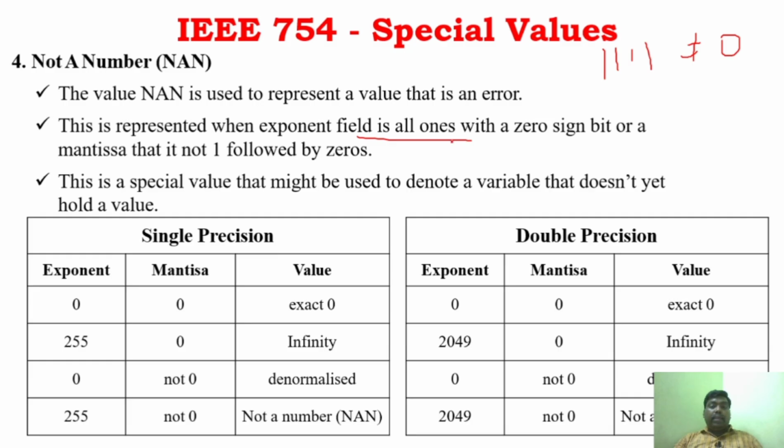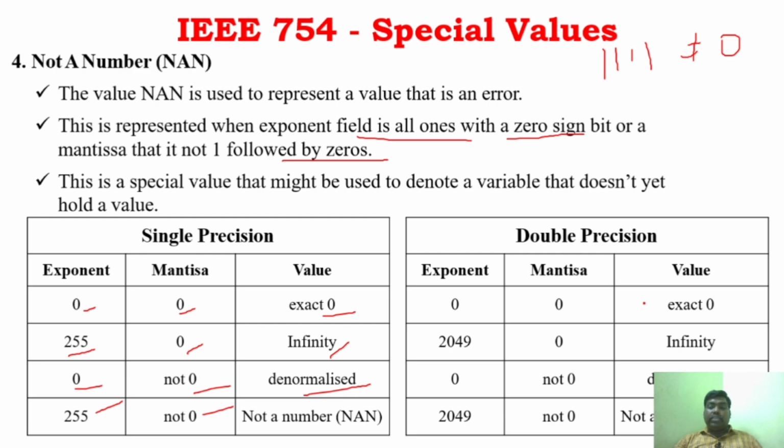So you can see here, the exponent is all ones, right? Sign 0, exponent will be all 1, mantissa that is not 1 followed by zeros, okay? And you can clearly understand from this particular tabulation. You can see if both exponent and mantissa are 0, then it is used to represent 0. If it is 255, everything is 1 and mantissa is 0, and it is infinity, right? Here, if exponent is 0 and mantissa is not equal to 0, it is used for denormalized value. And if it is 255, everything is 1 and mantissa is not equal to 0, then it is not a number.